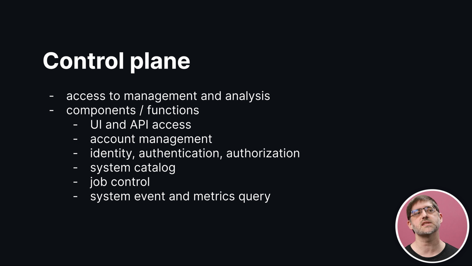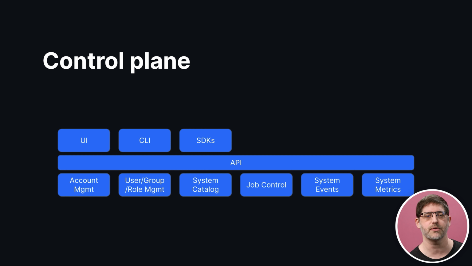Some of the components and functions in that are the UI and the API access, and then a bunch of what we call subservices within that: account management, identity, authentication, authorization, or IDP support. The system catalog that I just described, job control, the start, stop commands, get status, those kinds of things. And then the ability to query and analyze what we call system events and metric events, or metrics that are happening within the product.